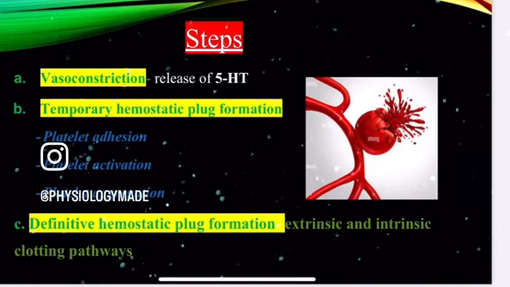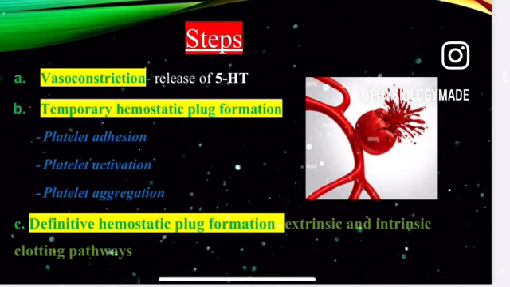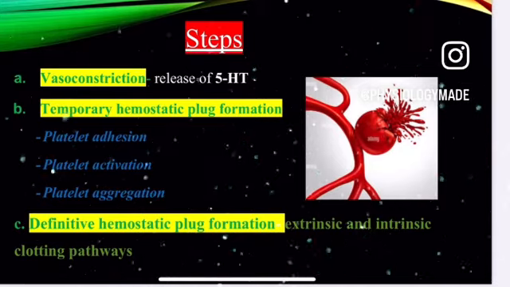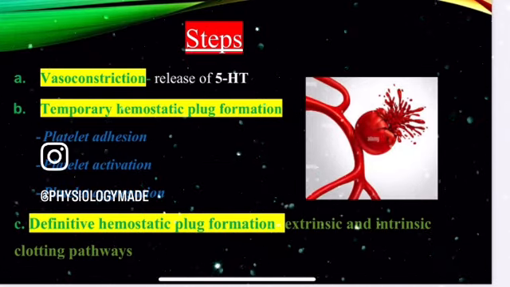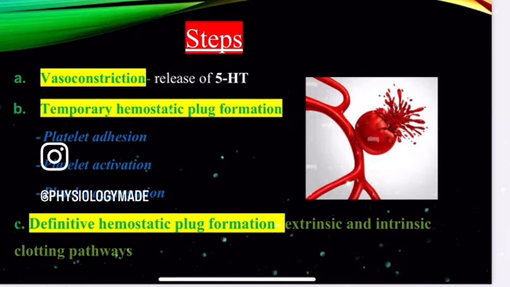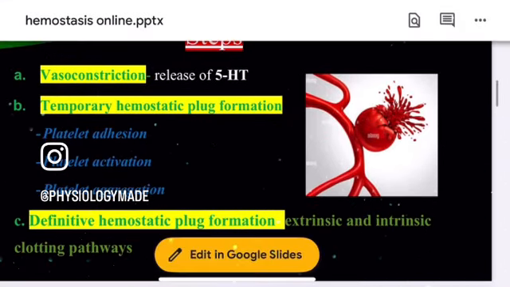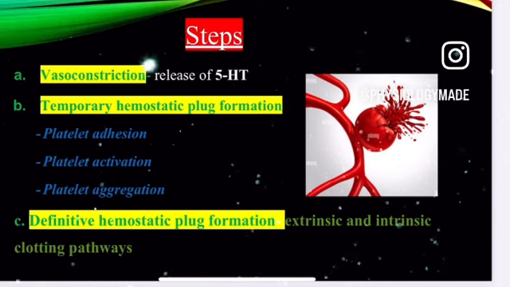Now the stickiness favors the aggregation of platelets, resulting in the last step in the formation of temporary hemostatic plug, platelet aggregation. So this temporary plug arrests the bleeding from the smaller blood vessels.